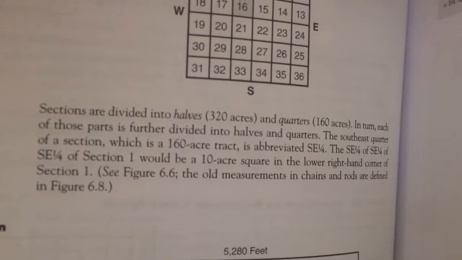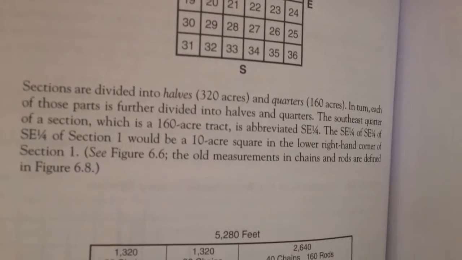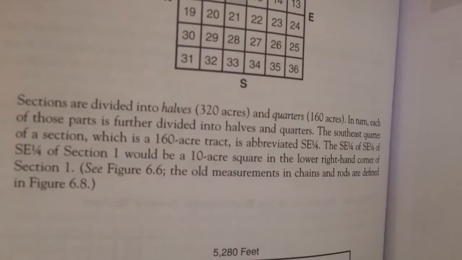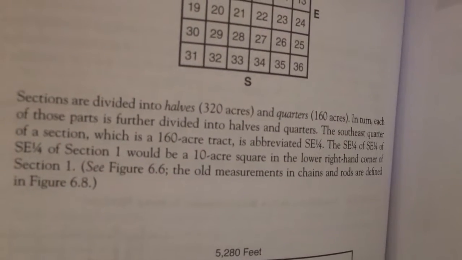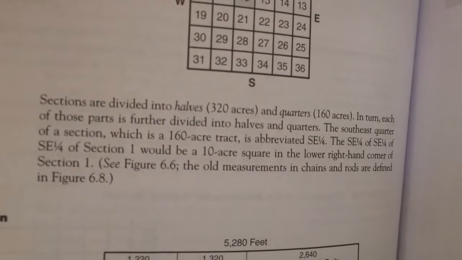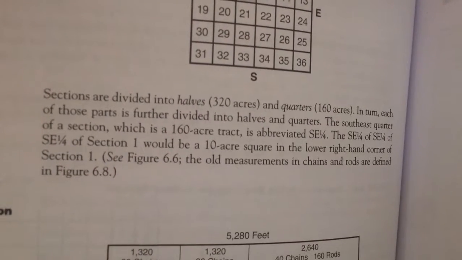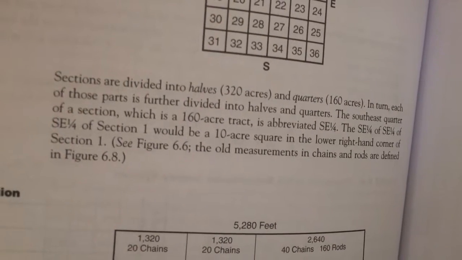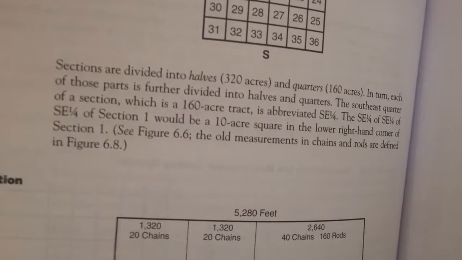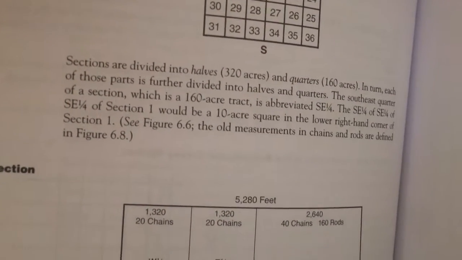The southeast quarter of a section, which is a 160 acre tract, is abbreviated southeast 1/4. The southeast 1/4 of southeast 1/4 of southeast 1/4 of section 1 would be a 10 acre square in the lower right hand corner of section 1. See figure 6, period 6. The old measurements in chains and rods are defined in figure 6, period 8.